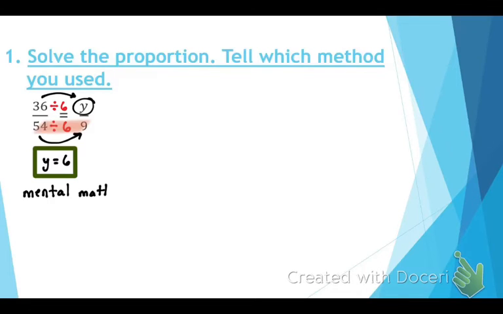How many of you solved it a different way than mental math? Okay, for those of you who solved it a different way, did you still get y equals 6? Very good. Okay, so this is also a good way that you can double check because there's multiple methods and you should end up with the correct answer the same way.